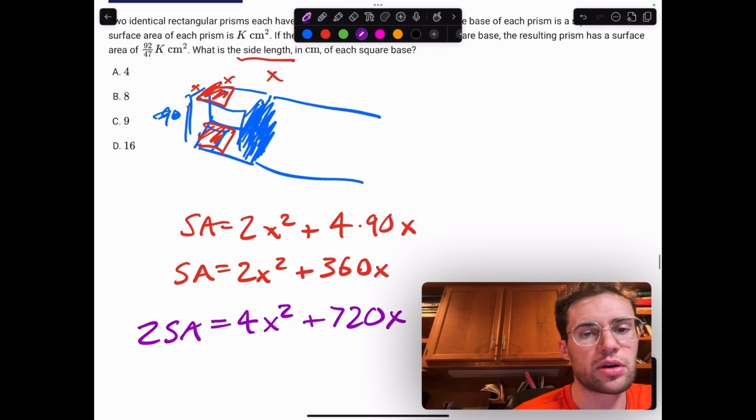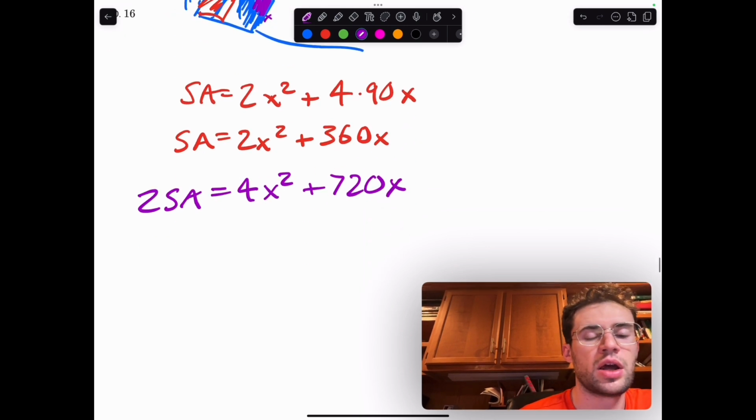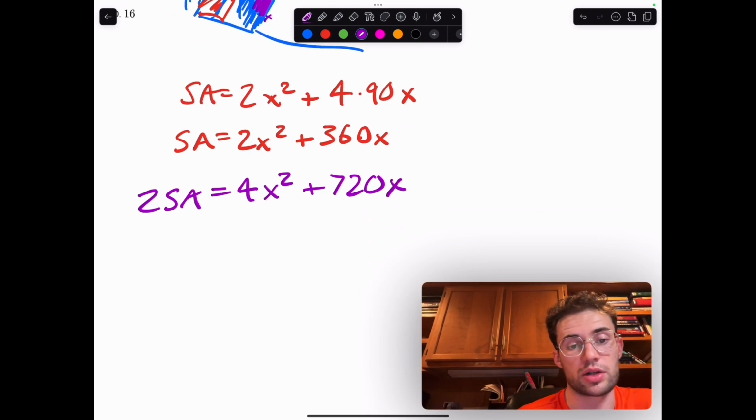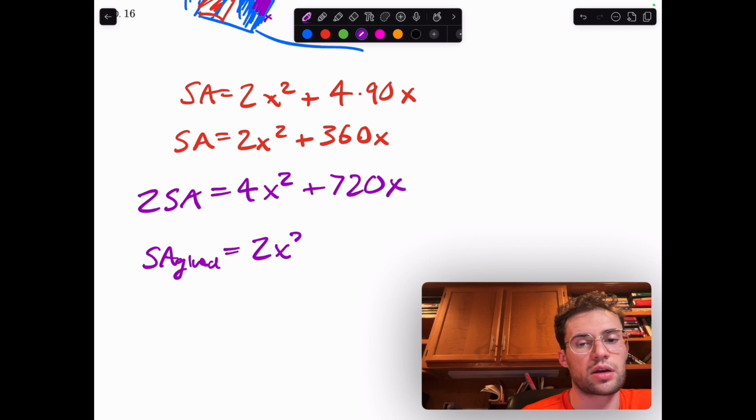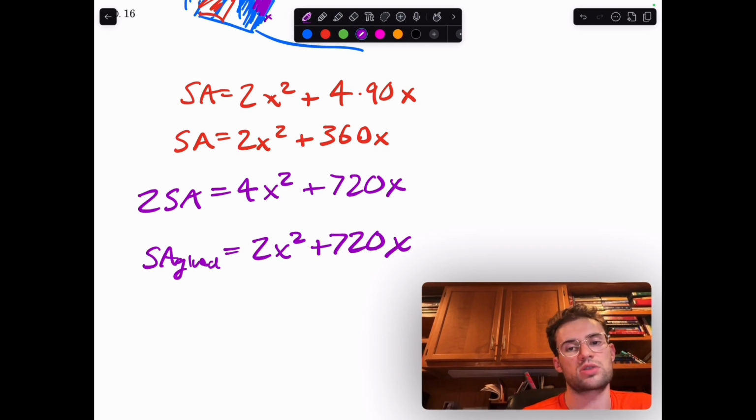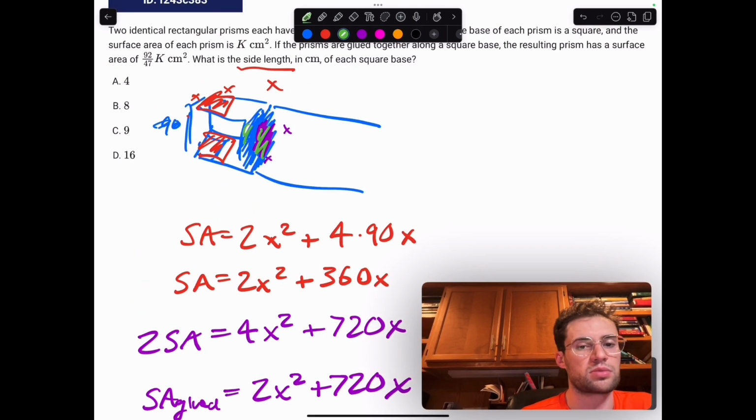But when you glue them together, you lose an x by x on one of them and an x by x on the other one. So you're basically losing 2 x squareds. So the surface area glued, I'll say, is equal to 2x squared plus 720x. I think of it as like we lost 2 of those x squareds, this one and this one where they're touching.